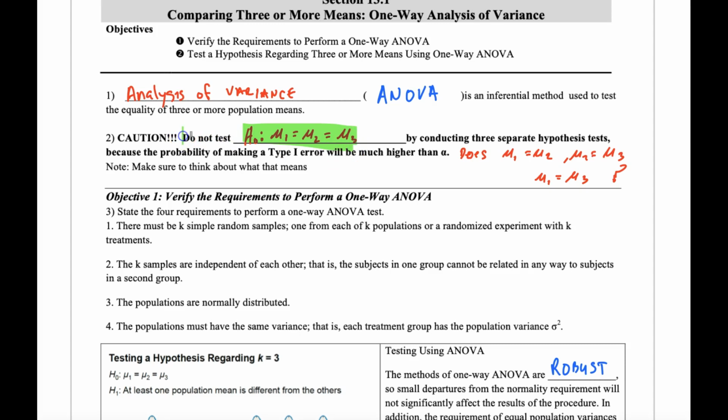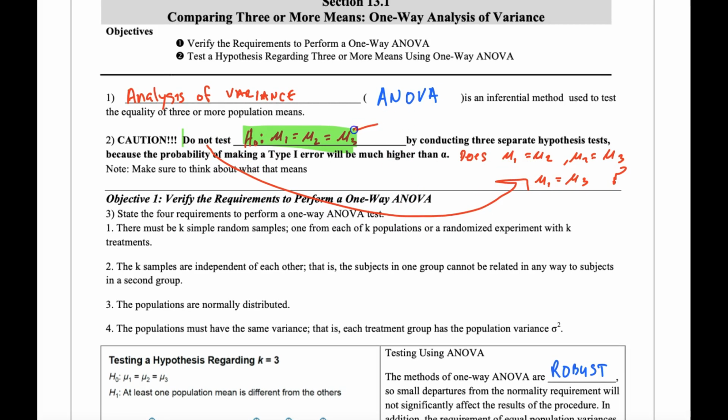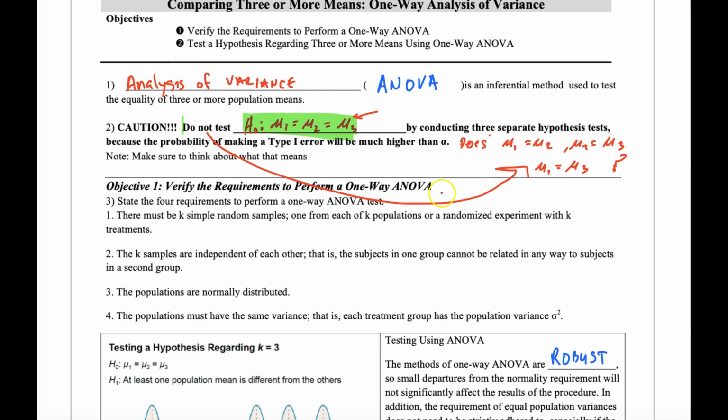What we do not want to test is three separate tests: that mean 1 equals mean 2, mean 2 equals mean 3, mean 1 equals mean 3. By conducting three separate tests like this, you increase the probability of what we call a type 1 error, because you're doing multiple tests. Remember, there's always a chance for a type 1 error in any test. So an ANOVA is just testing the one hypothesis, and do not test the separate ones.